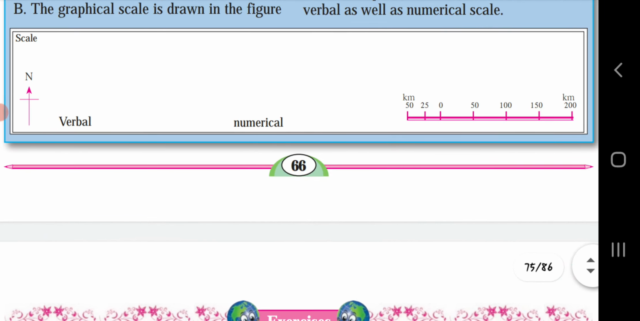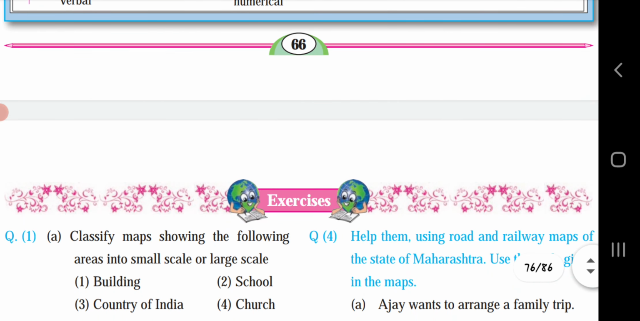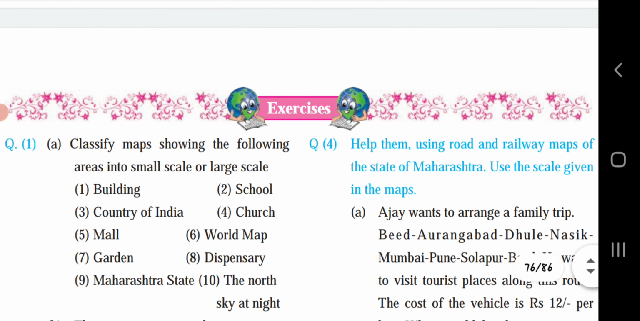So in this way, we have completed our content. Read this chapter once again. Try to take the actual measurement by using a scale. Find out the answers for the questions. Complete the exercise which is given. And learn the given questions and answers.